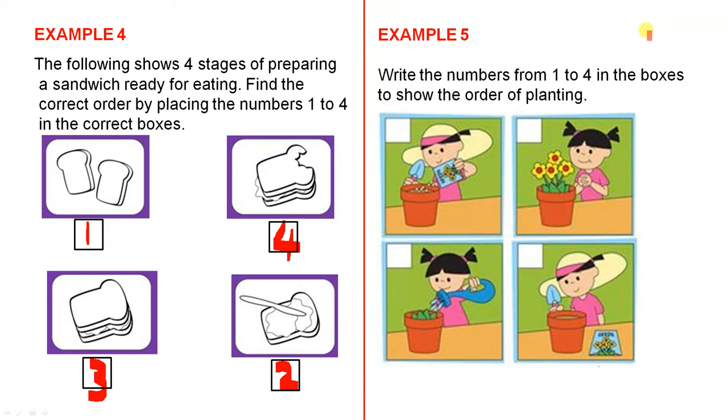The next example, write the numbers from 1 to 4 in the boxes to show the order of planting. So we start off with seeds and we're planting some flowers. So they just write 1 to 4 in the correct order.